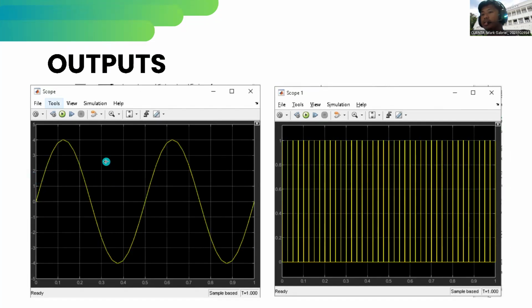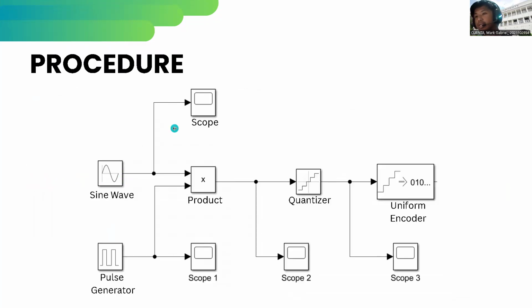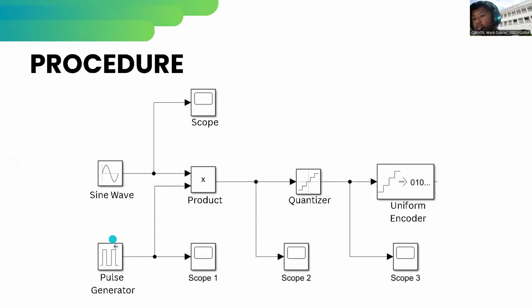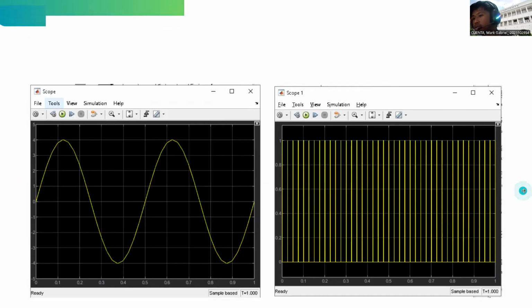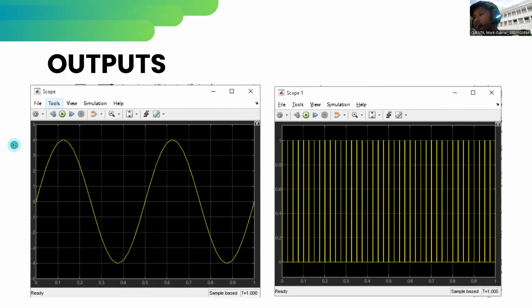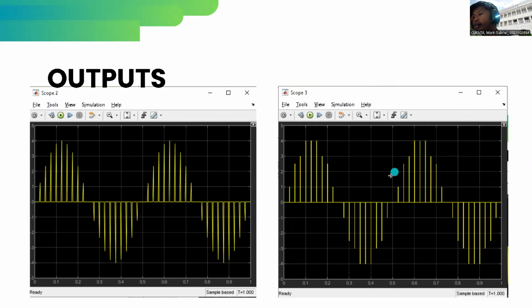Here in the outputs, on the left side is the scope, which is the output of the sine wave. Next is scope 1, the output of the pulse generator. Scope 2 is the output of the product. And scope 3 is the output of the quantizer.